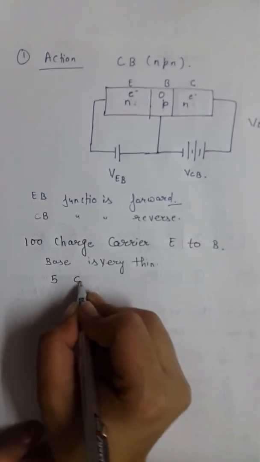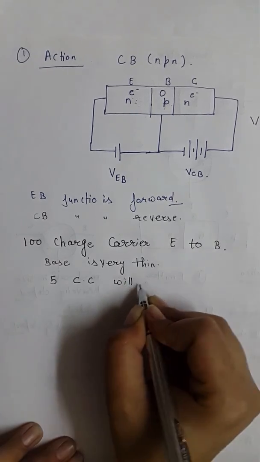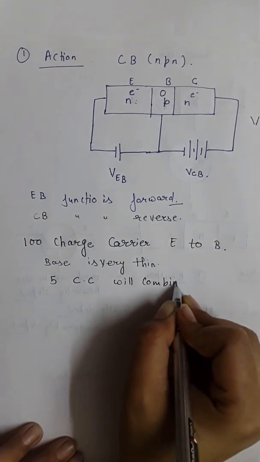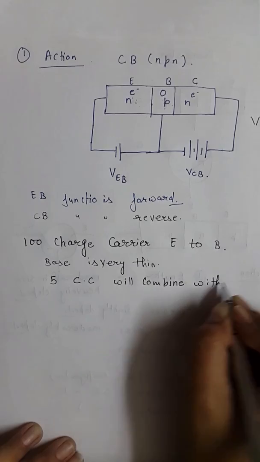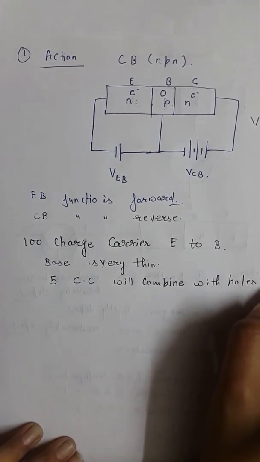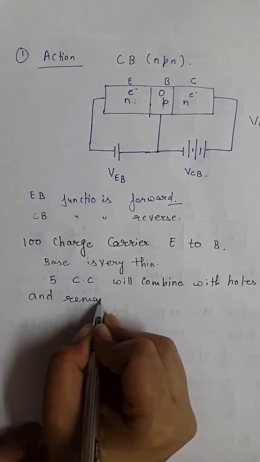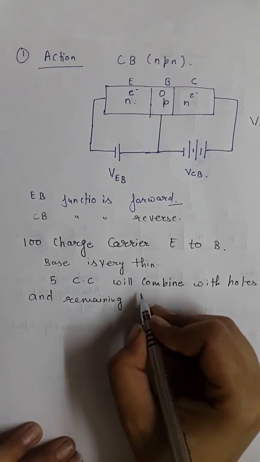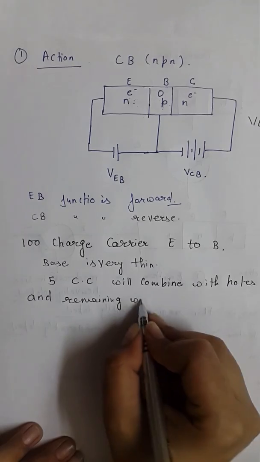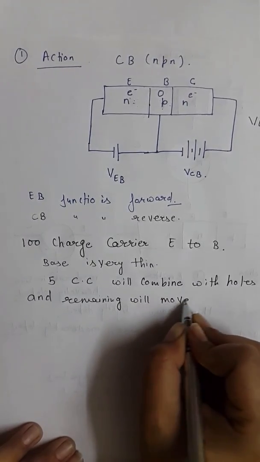Only out of 100, 5 charge carriers will combine with holes in B, and the remaining will move towards the collector.